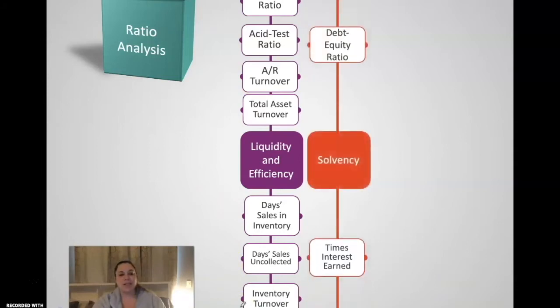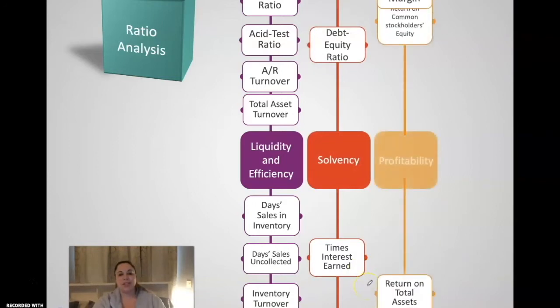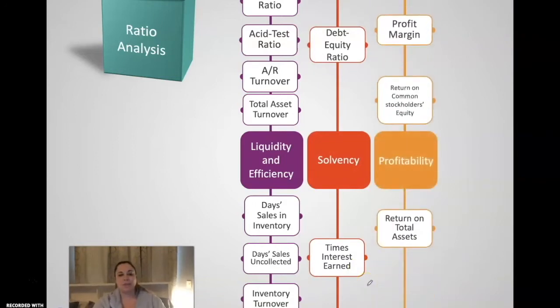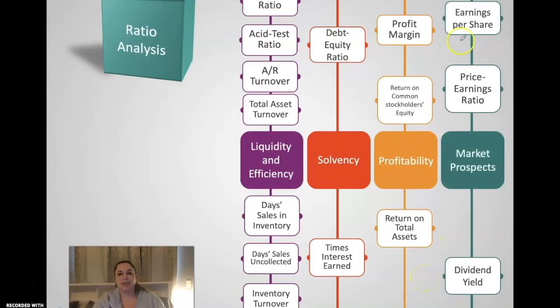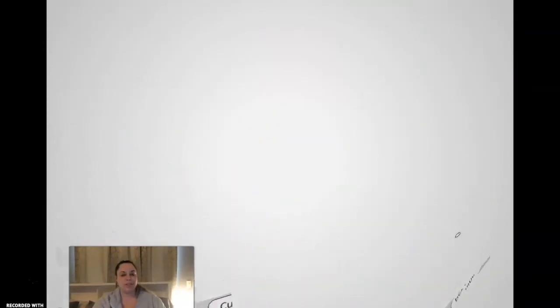Solvency, not as many. So the solvency ratios are the debt to equity ratio and times interest earned. We have the profitability ratios: profit margin, return on common stockholders' equity, and return on total assets. And then market prospects: earnings per share, price to earnings ratio, and dividend yield. So like I said, we're going to be going over all of these separately. So first we'll be going over the liquidity and efficiency ratios.